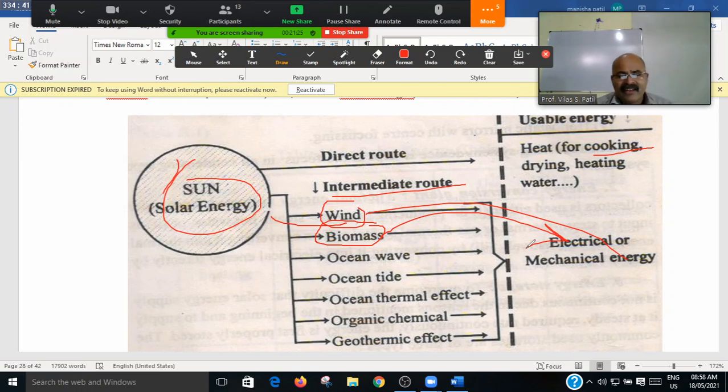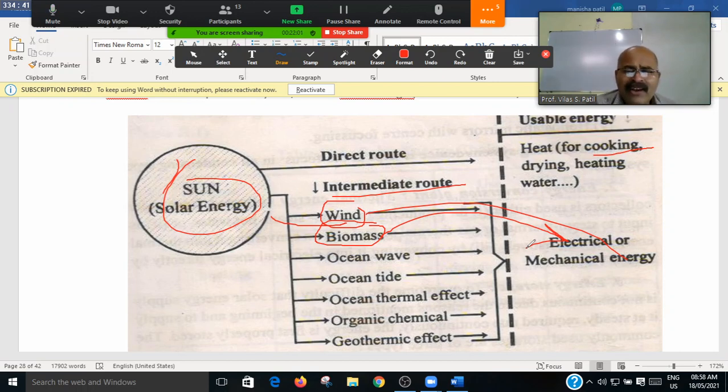Ocean thermal effect. We know that the ocean water has some temperature because it is warmed due to the sun's radiation. In the ocean, as we go in depth from the upper surface to the bed of the sea, its temperature decreases. We know that about 25 feet, that is about 5 meters, of the water column has the higher temperature in the summer season.